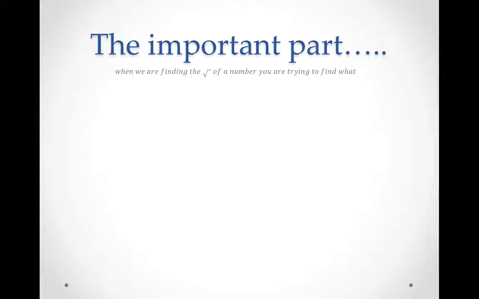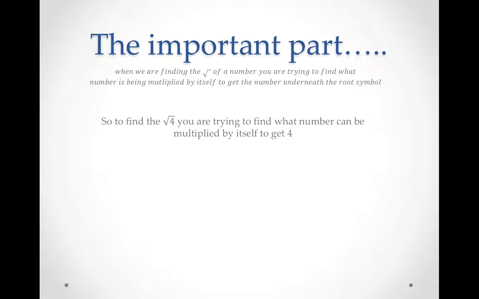Alright, the important part. Let's look at this. When we are finding the square root of a number, you are simply trying to find what number is being multiplied by itself to get the number underneath the root symbol. So, to find the square root of 4, we're trying to find what number can be multiplied by itself to get 4. In this case, what times what equals 4. Now we know that one answer is 2 times 2 equals 4. Therefore, the square root of 4 is 2. So the number that is times by itself to get 4 is 2.